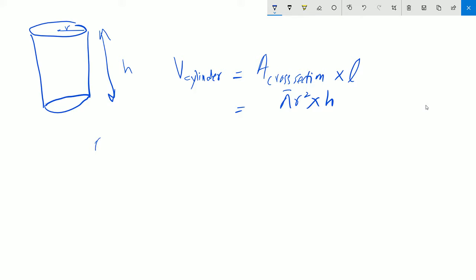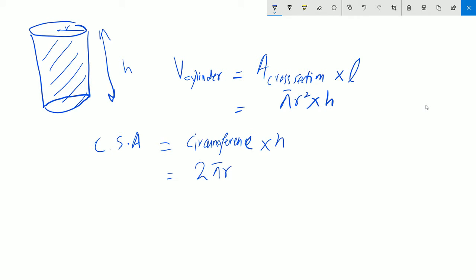Now to calculate the curved surface area of a cylinder. This means that we're only calculating the surface area of the curved area of this cylinder, which is this. So for this we have the formula circumference into h, which gives us, we know that the circumference of a circle is 2 pi r, and we have the height. So this gives us 2 pi r h.